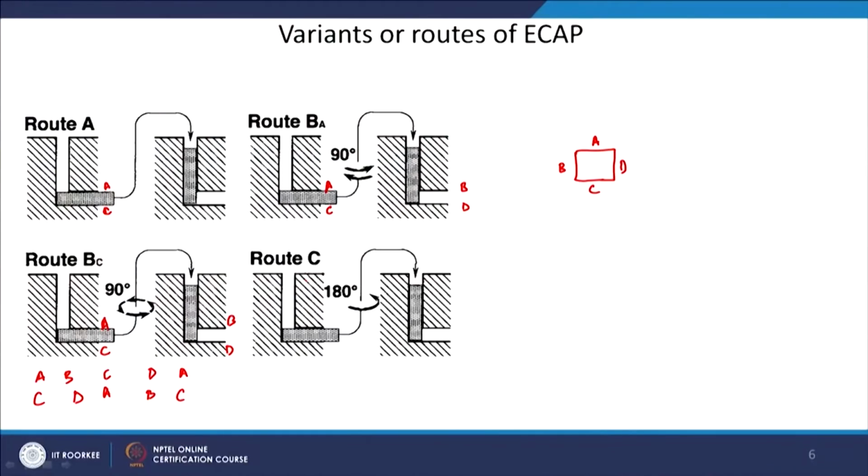Then you have route C, in which case, suppose this is your A plane and this is your C plane, then next cycle it will be C above and A below. So it is like a 180-degree rotation you are doing. One configuration like this and next configuration is directly like this. So the shear plane is getting a 180-degree rotation every time.